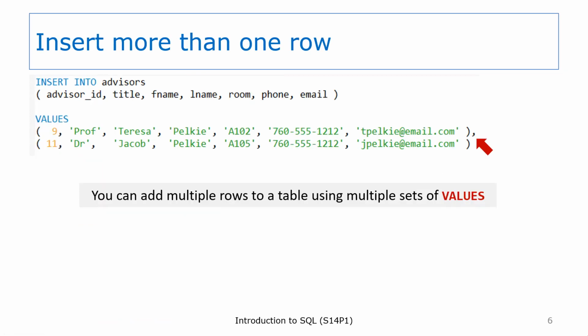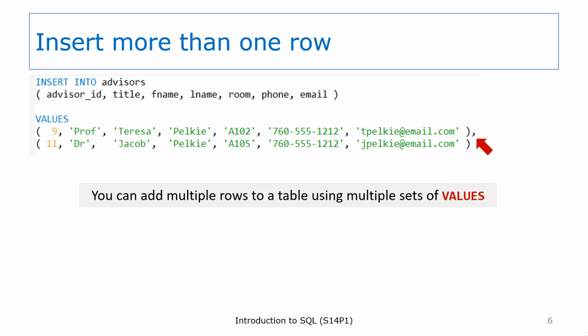Here's something else you can do with an insert statement. You can insert more than one row using the same insert statement. To do that, you create a list of values lists. In this example, I am inserting two rows for advisor ID 9 and advisor ID 11. Note that the lists are separated by a comma. What I mean is that at the end of the line for advisor ID 9, following the closing parenthesis, a comma is used to separate that values list from the next list for advisor ID 11.